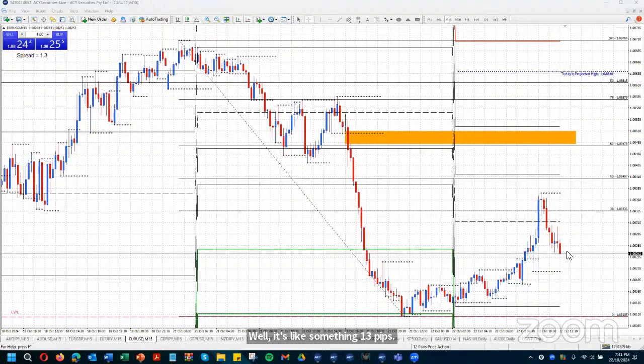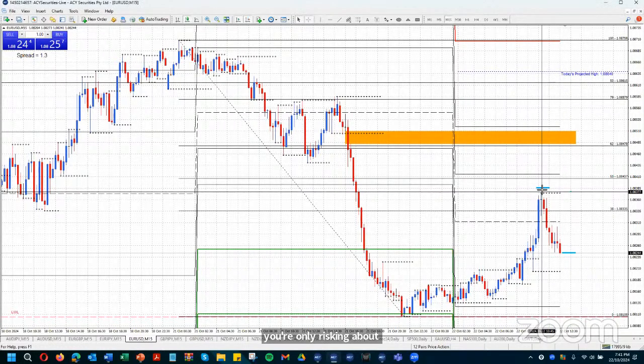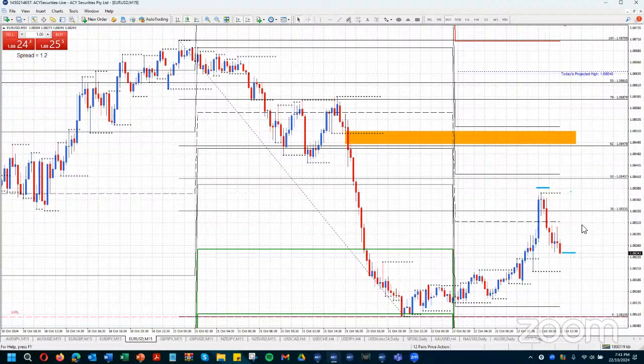If you're wanting to get short and you're putting your stop above the intraday high at the moment, selling, you're only risking about 15 pips.